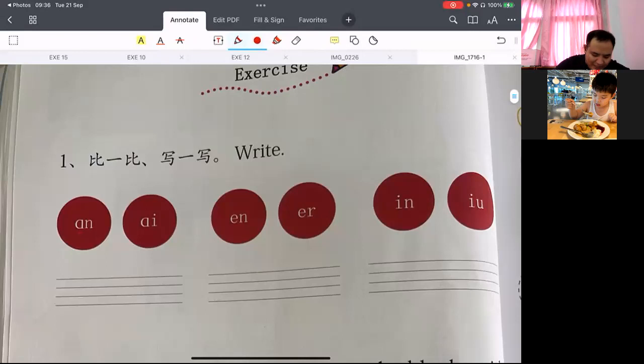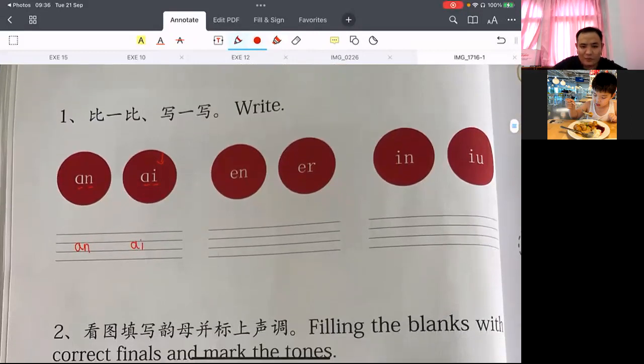The first one, an, pronounce an. Now you can copy this into the blanks. And the second one, ai. Here, ai is pronounced like I, hi, right? The same as English pronunciation. I. Okay, this one. Now the second group is an.